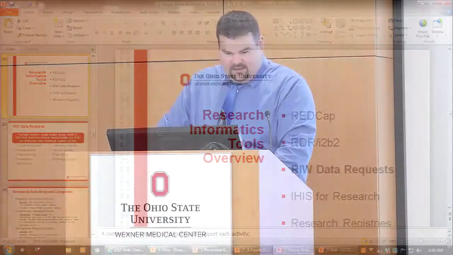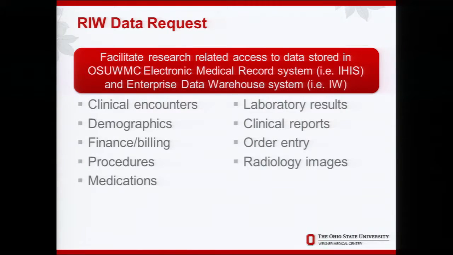So jumping back, the RIW. The Research Information Warehouse is meant to facilitate research-related access to data stored in the OSUMC electronic medical record system. So it's different from I2B2 in that we're actually going in, creating queries, going against the entire data model, and pulling back identified data that's specific to your IRB request.